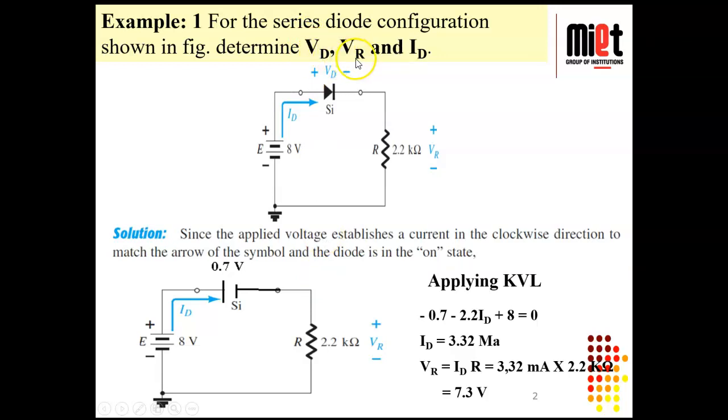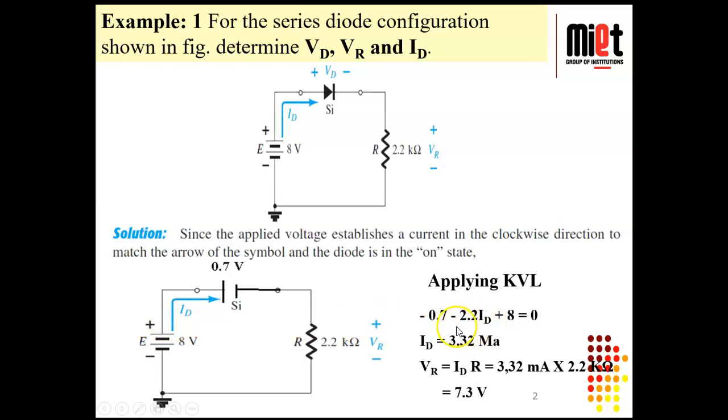Now for getting VR, we have to calculate the current in this resistor. Current will be total voltage upon resistance. So what will be the total resistance? We have to apply KVL. We will start from this diode: minus 0.7 volt. Then the current flowing inside this resistor is ID, so minus 2.2 into ID plus 8 volt. This is the total voltage in this circuit.